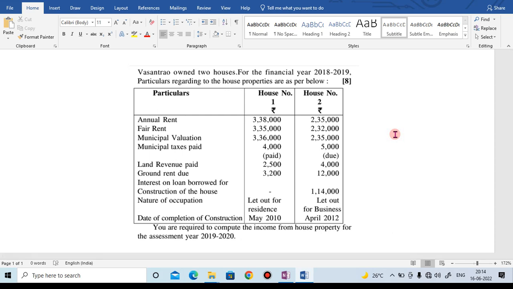I am Namita Mane. In today's video, we are going to solve an example of income from house property. This is example number 2.